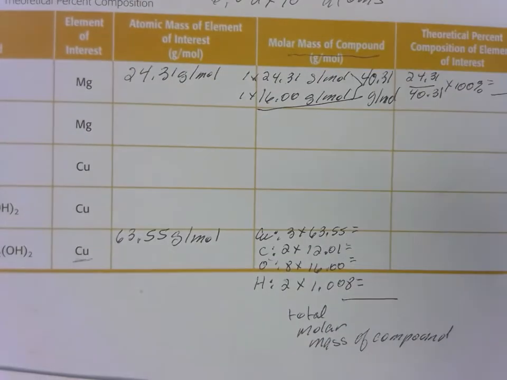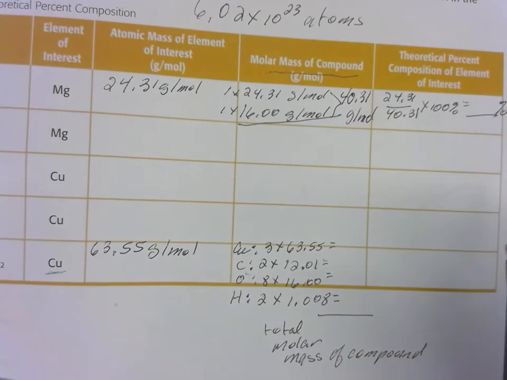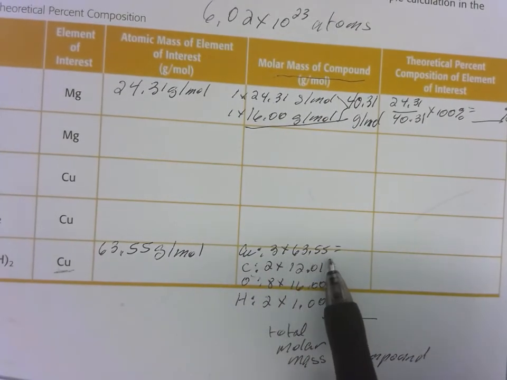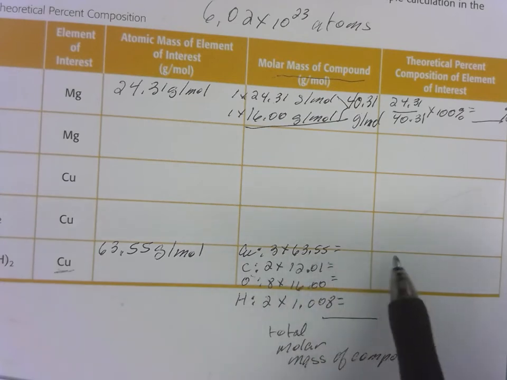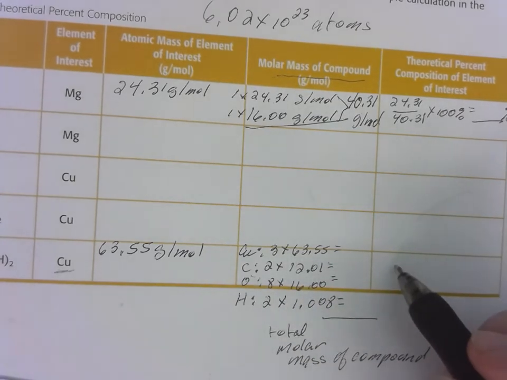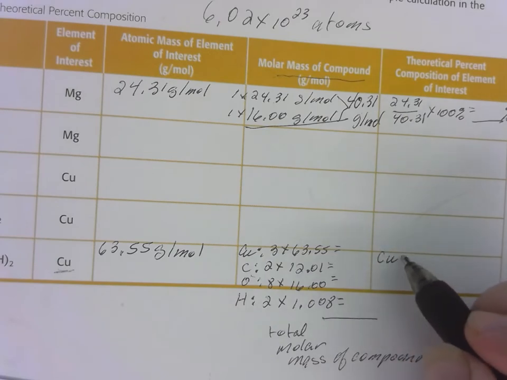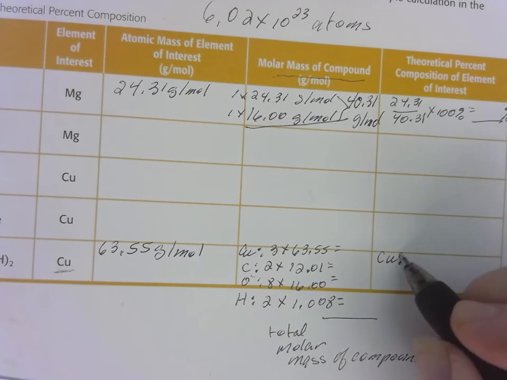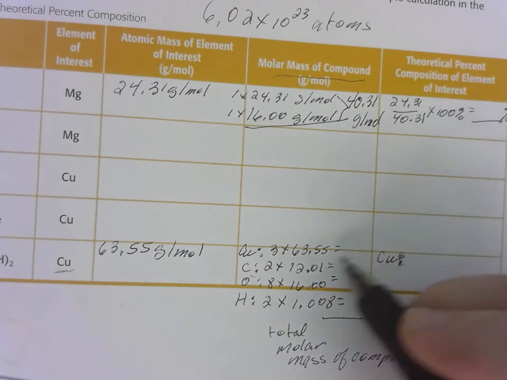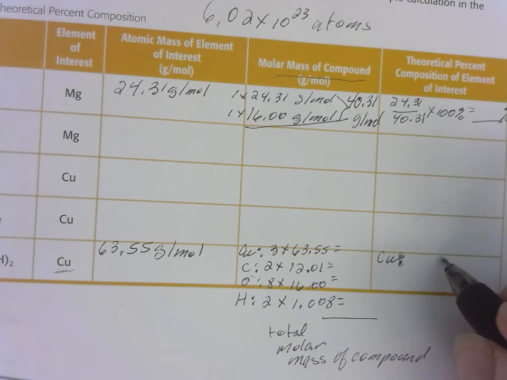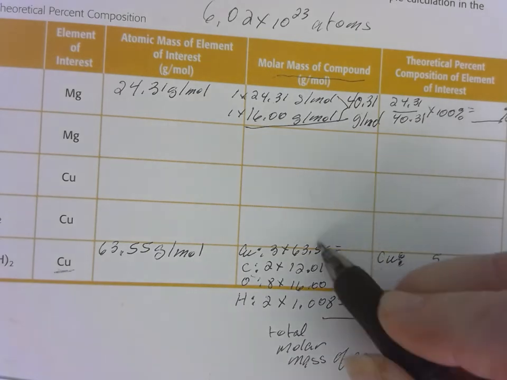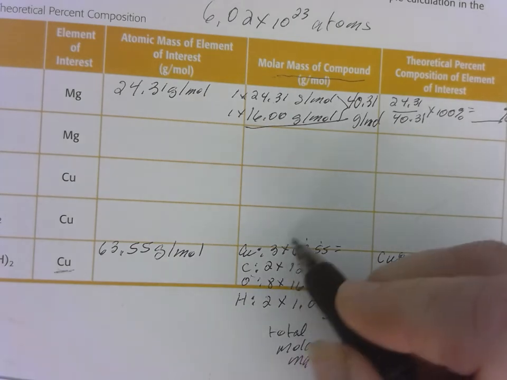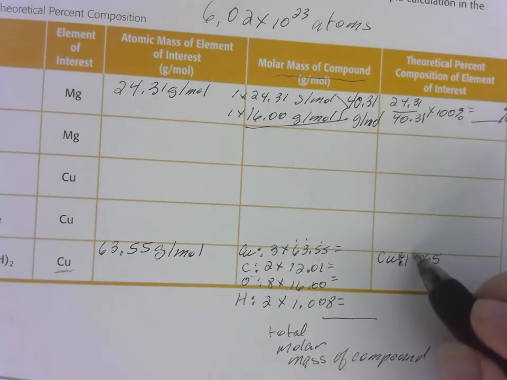Then to find the theoretical percent composition of the element of interest, we have to consider that we have 3 times 63.55. So whatever that number is, that is what is represented by the copper. So the amount of copper, we could just go ahead and figure that for demonstration purposes. So 3 times 63.55 is 190.